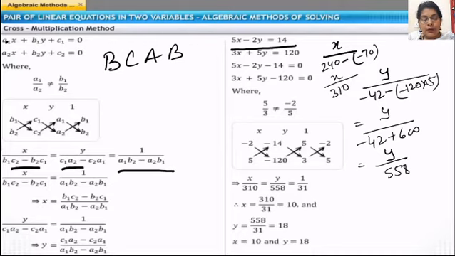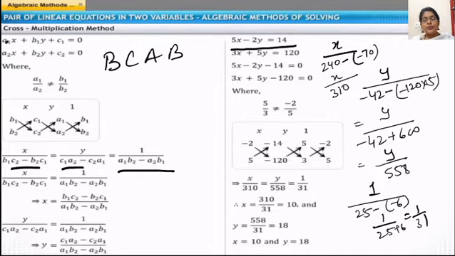Now talking about 1. 5 into 5 is 25. And here the minus sign is written. 3 twos are 6, minus 6. And it will be 1 upon 25 plus 6, which is 1 upon 31. In some books it is written minus 1. Why is it written minus 1? Because they don't bring the equation into the general form. So it is better to remember it this way: x is equal to, y is equal to, and 1 is equal to, with no minus sign, and remember this BCAB. Very easily you will be able to solve.